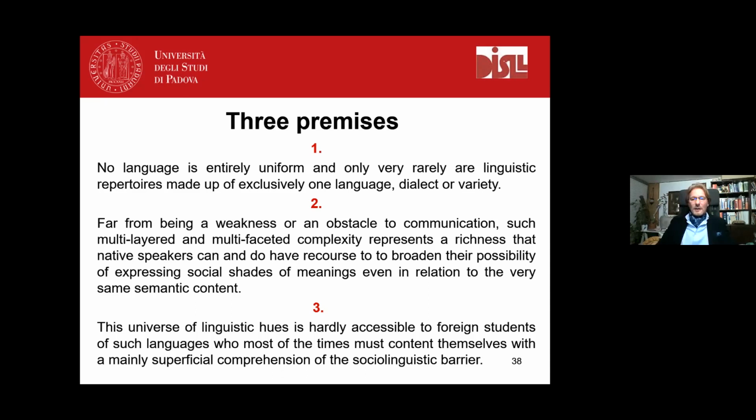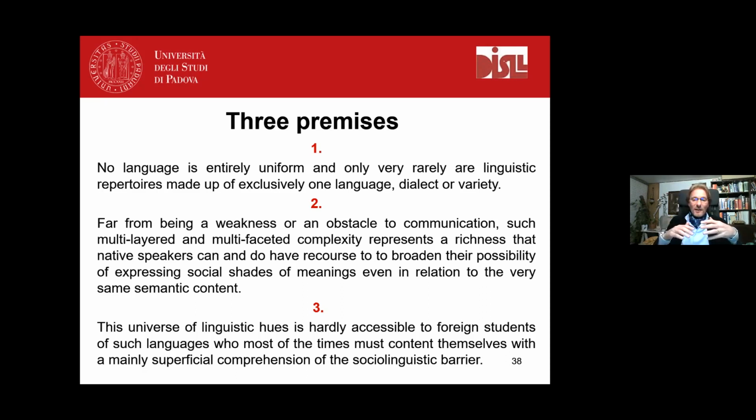We all know that we've got many different ways to express the same concept or to say the same thing, not just in terms of vocabulary, but also sometimes of grammatical choices we make, of accurateness in terms of pronunciation, for example, and things like that. This universe of linguistic hues is hardly accessible to foreign students of such languages, who most of the time must content themselves with a mainly superficial comprehension of the sociolinguistic barrier.